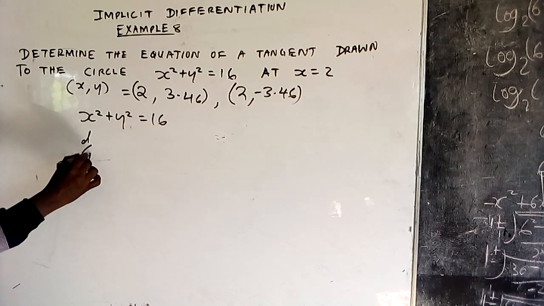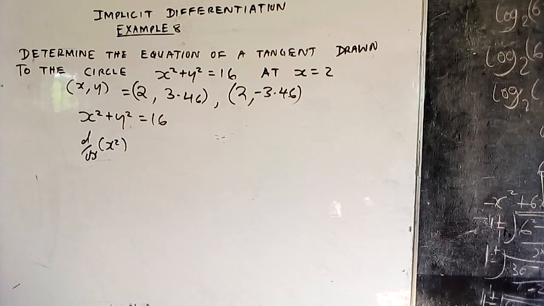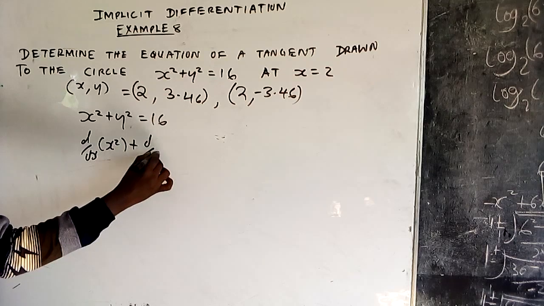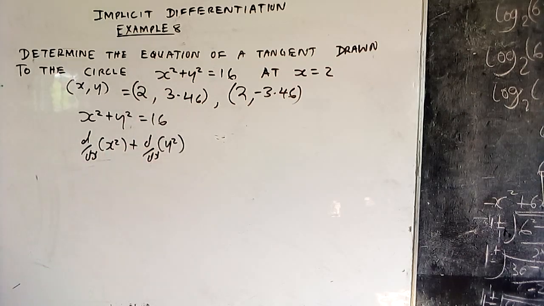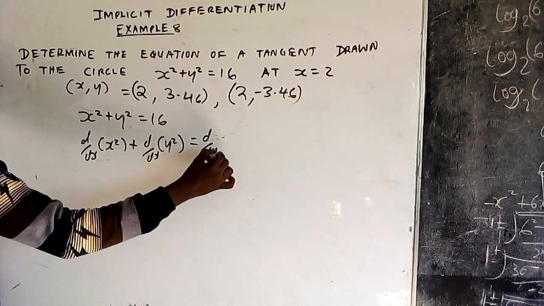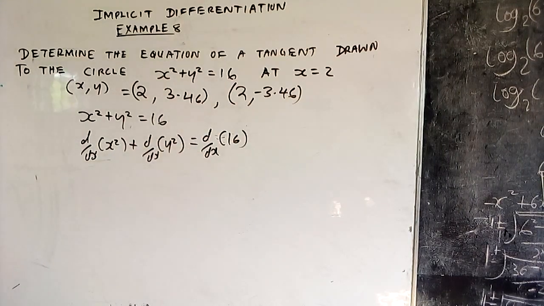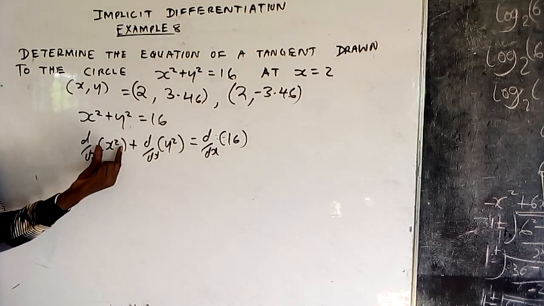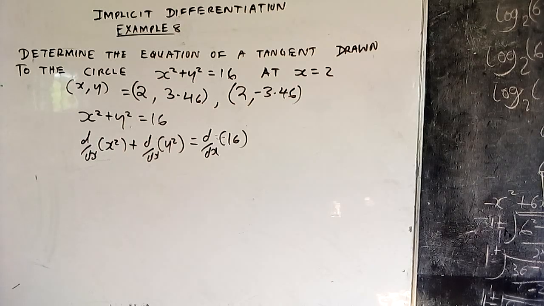Meaning we differentiate x squared with respect to x, then plus we differentiate y squared with respect to x, then we differentiate 16 with respect to x. That is implicit differentiation because we want the derivative dy over dx. Now having done that, you apply the rule where it applies, you don't apply it where it doesn't. So if you differentiate x squared, you get 2x. Then you are differentiating an x variable with respect to x, so the dx over dx is silent.